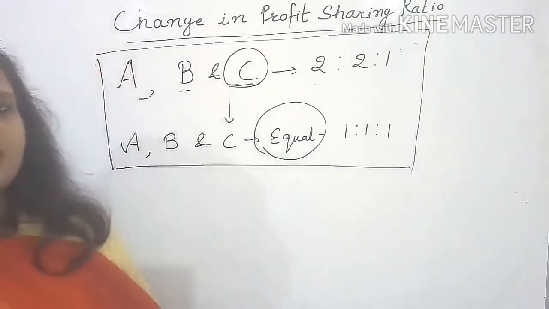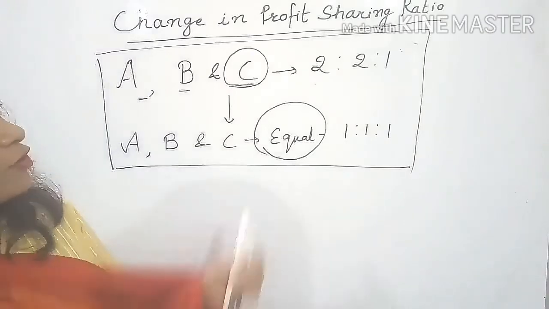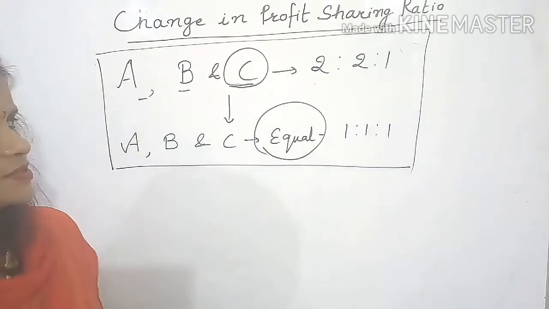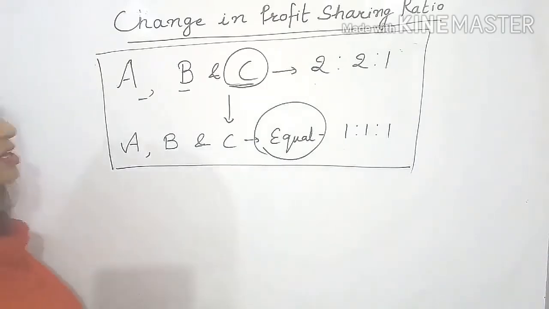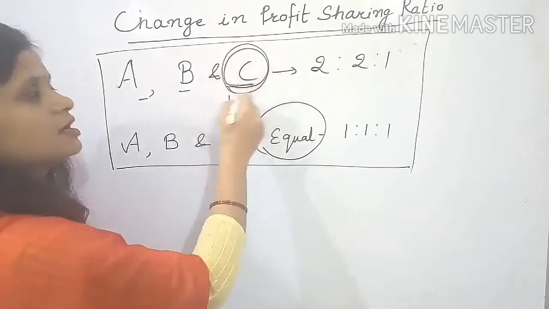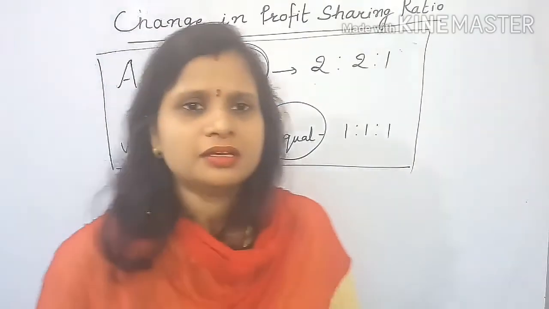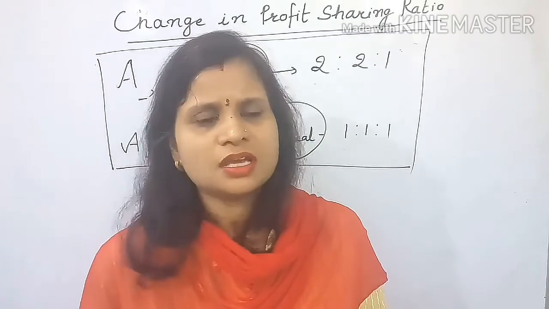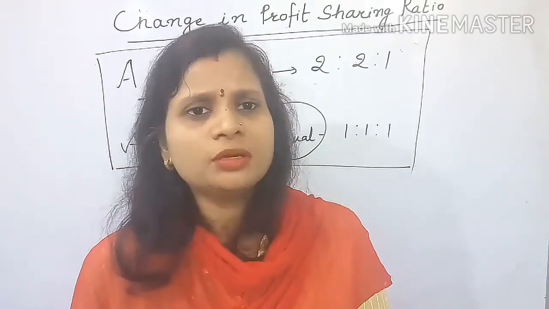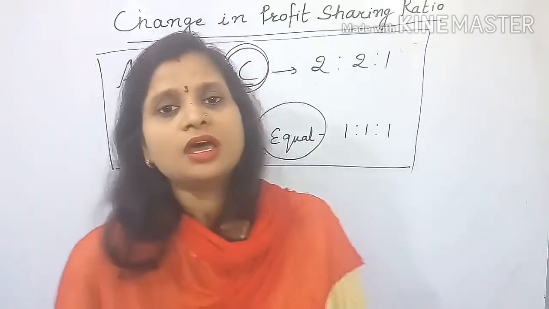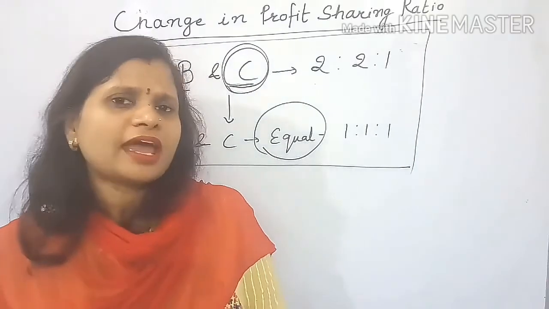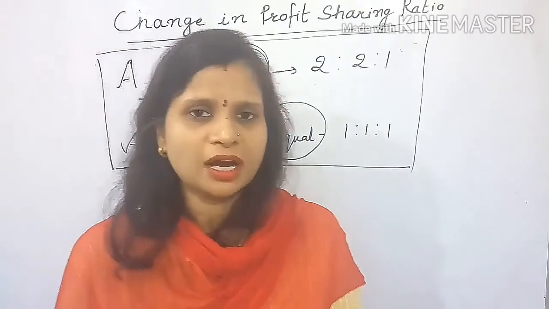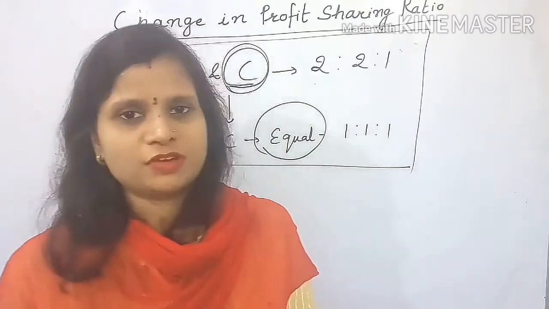Now the question arises, why is the profit sharing ratio changed among the partners? The reason is quite simple, because one of the partners who is getting less share in profits might have contributed more capital, or he might be taking more active participation in the management. That's why he is demanding more share in profits.